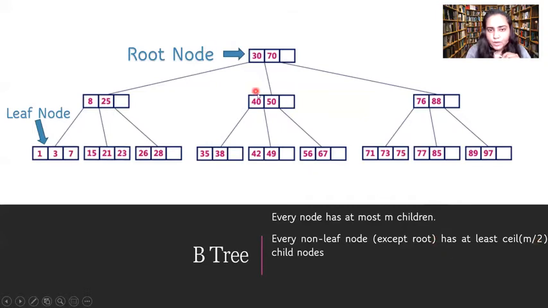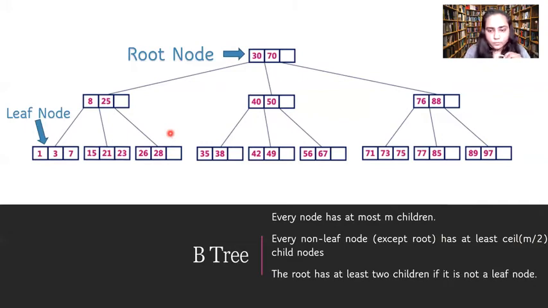So at least they would have 2 children, and at least means 2 or more children. And we can verify that this node is having 3 children, this also has 3 children, and this also has 3 children. So all are more than 2. The next is the root has at least 2 children if it is not a leaf node. So once again, the root, we can verify that it is having at least 2, that means 2 or more than 2 children if it is not the leaf node. And I'll show you with an example when a root can actually be a leaf node.